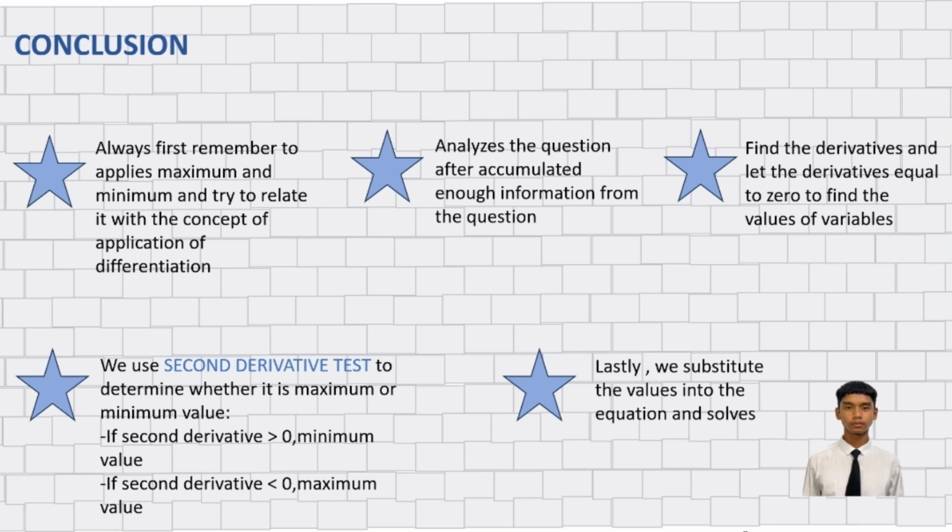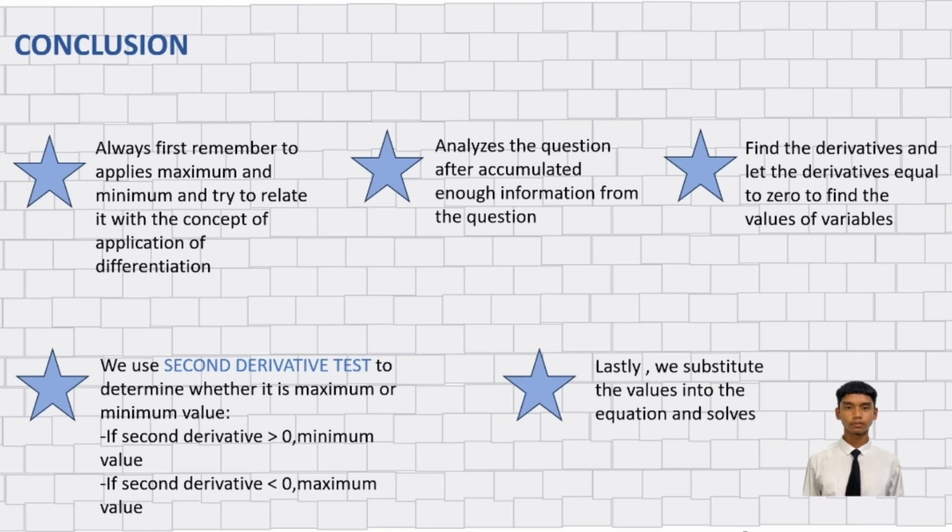Okay, so we have now come to the conclusion part. When we receive a question, we first try to relate the concept of application of differentiation to the question, and we analyze the question and gather as much important information from it as we can. Next, we find the derivative and let the derivative equal 0 to find the values of the variables. And then we use the second derivative to determine whether it is a maximum or minimum value.